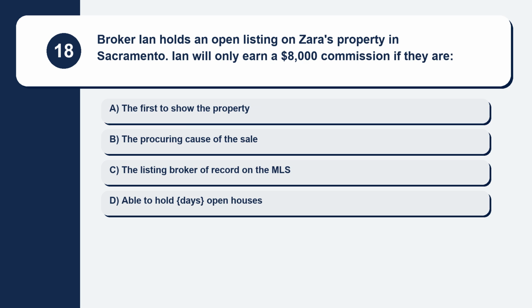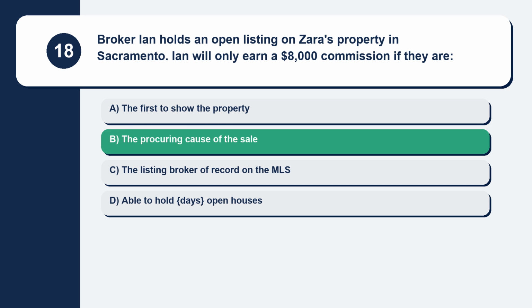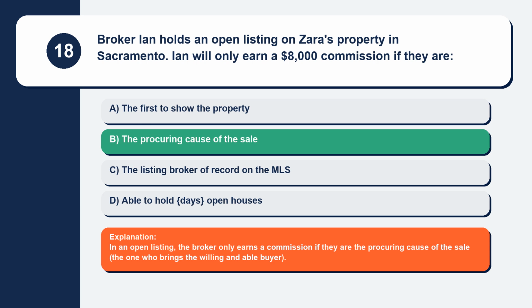Question 18. Broker Ian holds an open listing on Zara's property in Sacramento. Ian will only earn an $8,000 commission if they are. Here are your options. Option A, the first to show the property. Option B, the procuring cause of the sale. Option C, the listing broker of record on the MLS. Option D, able to hold open houses. The correct answer is option B, the procuring cause of the sale. Explanation: in an open listing, the broker only earns a commission if they are the procuring cause of the sale, the one who brings the willing and able buyer.